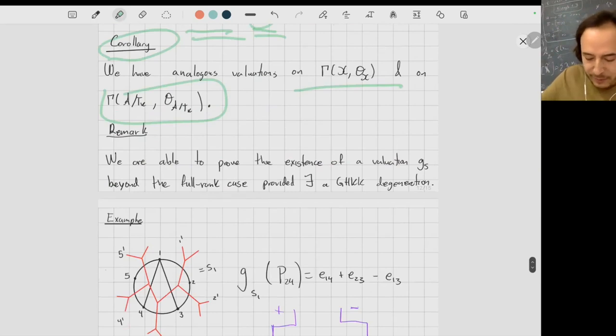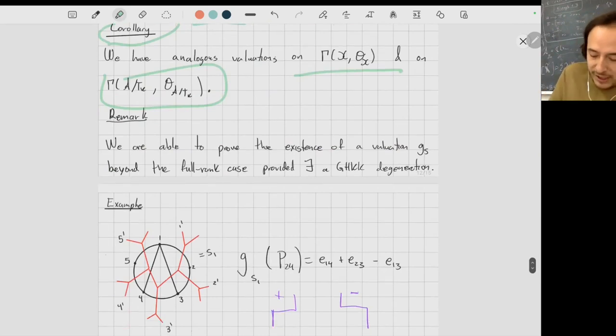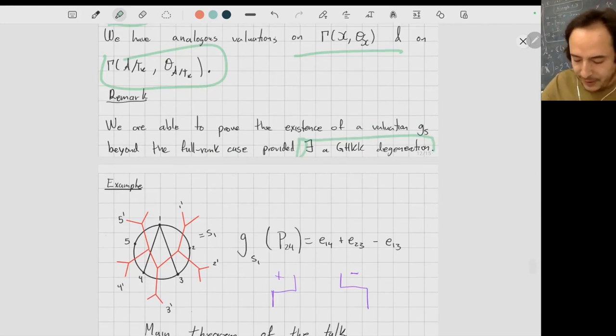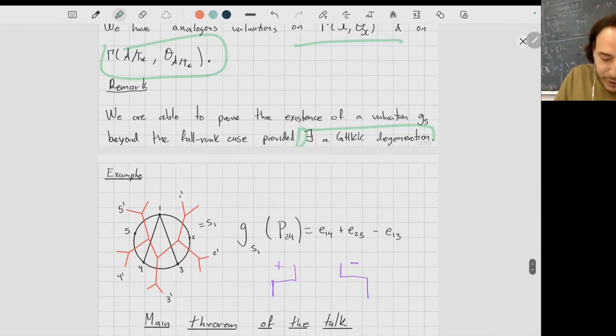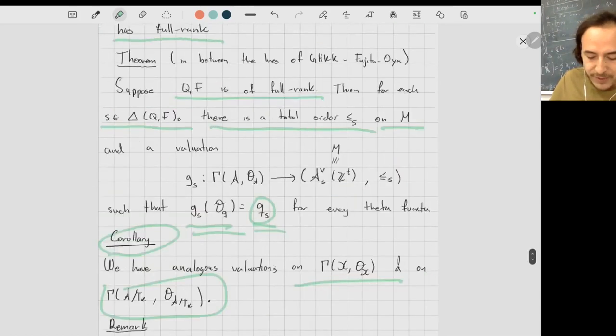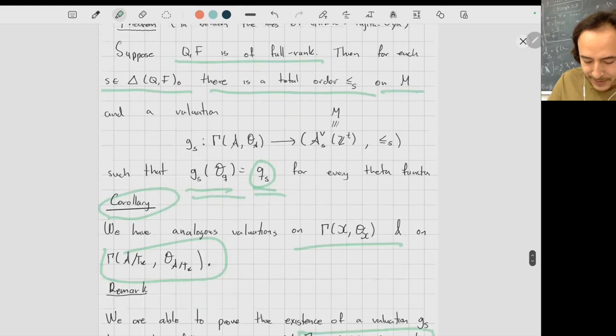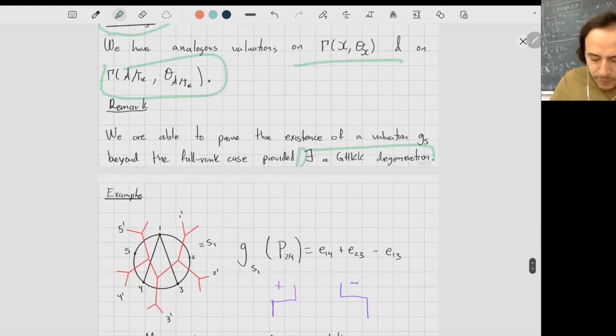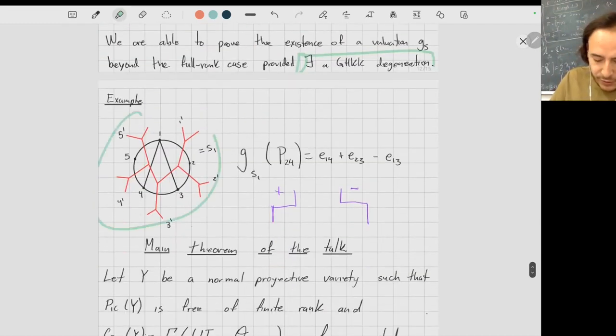And the remark is that in this paper we're writing, we are able to obtain g-vector valuations beyond the full rank case, provided we have some sort of toric degeneration. I don't want to make much fuss about this remark, but there's a small improvement to this theorem, which is the state of the art so far. I have an example of how to compute this valuation for the seed, just using these trivalent trees.